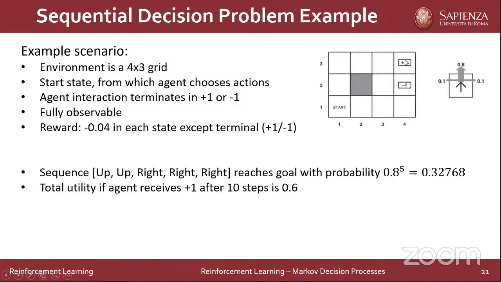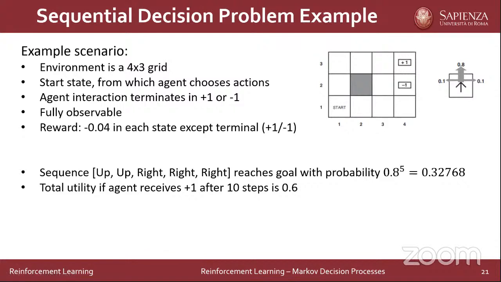So we can compute, for example, the probability of getting in the goal by following this sequence of actions by just doing this computation, which is 0.8 to the power of 5. Why? Because if you take an action, the probability of ending up in the correct state is 0.8. So if I take up, I will end up in here with probability 0.8. If I take up, I will end up here with probability 0.8. If I take right, I will end up here with probability 0.8. And I will end up instead in this other state with probability 0.1. Is it clear?